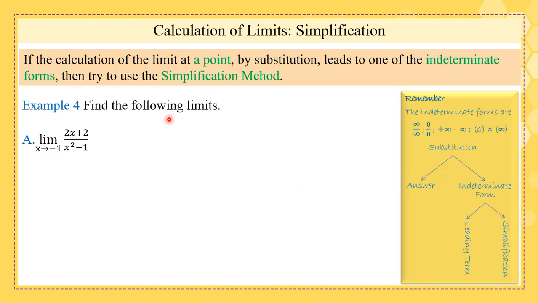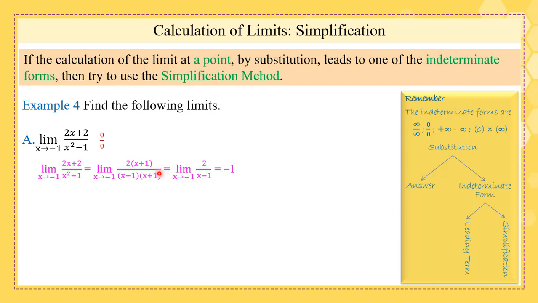If we want to find the limit of this quantity, and this is the limit at a point as you see, if we substitute, we get 0 over 0. Now, this is one of the indeterminate forms. We cannot here use the leading term. We have to use the simplification method, which says that we try to factorize the numerator alone and the denominator alone. And in this case, if we factorize, we get 2 times x plus 1 in the numerator and x minus 1 times x plus 1 in the denominator. And then we simplify. And from here comes the name of the method.